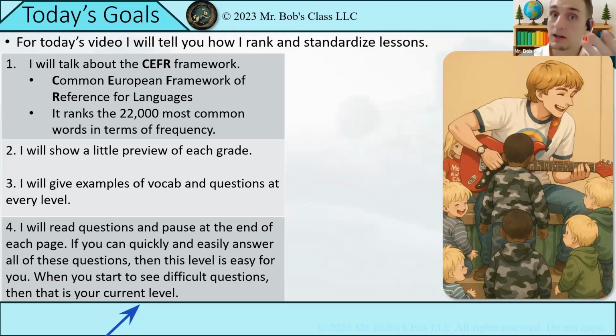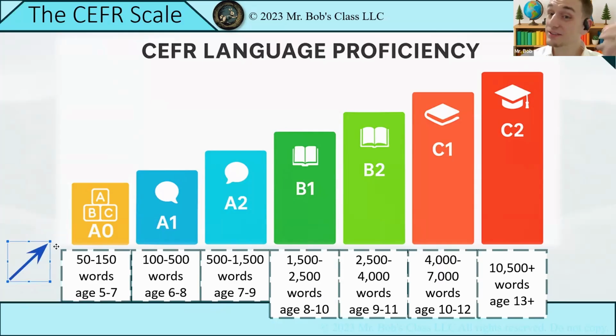Now, if you can quickly answer all the questions on this page, then that probably is your current level. And when you start to see some questions that are a little bit difficult, that is probably your current level right now. So already we can see how the CEFR scale gets more difficult over time. These are the number of head words that you're expected to learn as we move up and up on the scale. And it looks like a lot. You'd be surprised how quickly you can learn.